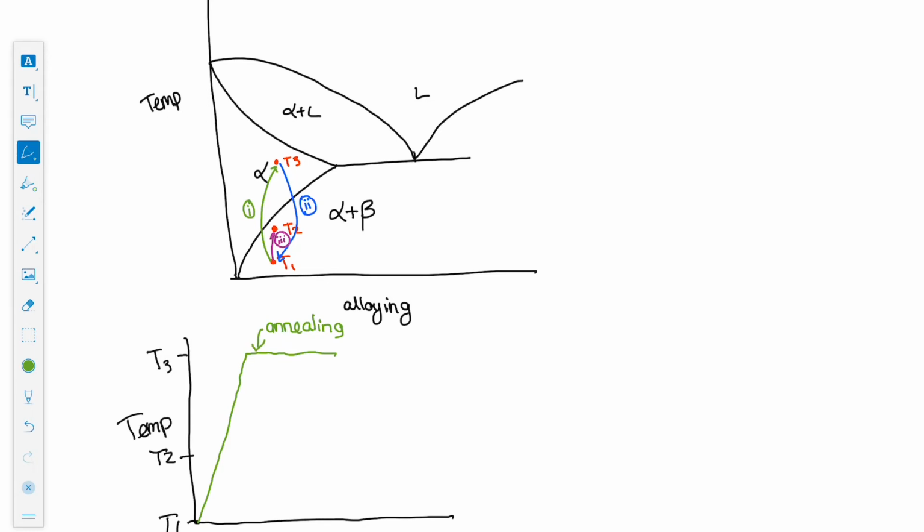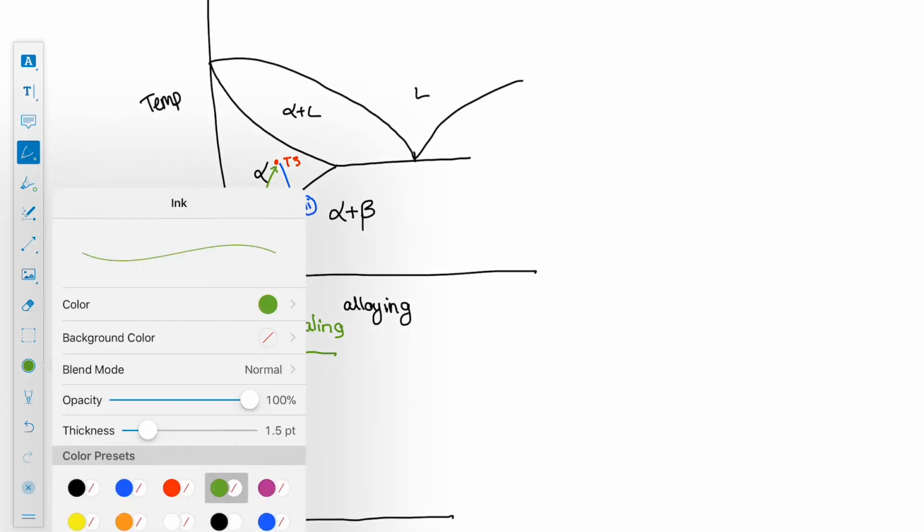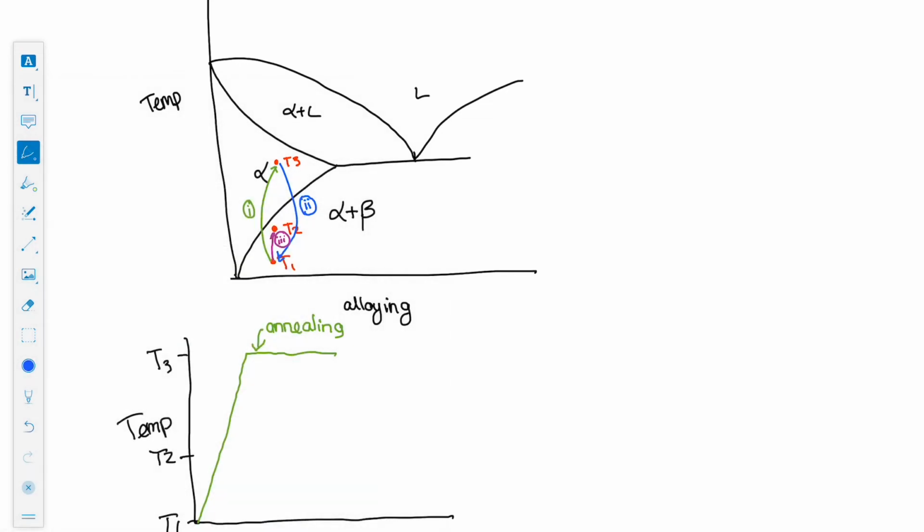We're doing this to dissolve our beta phase in our material. The next thing we talked about was that rapid decrease in temperature. So we're going to have almost a vertical line going down. So this is our quench.